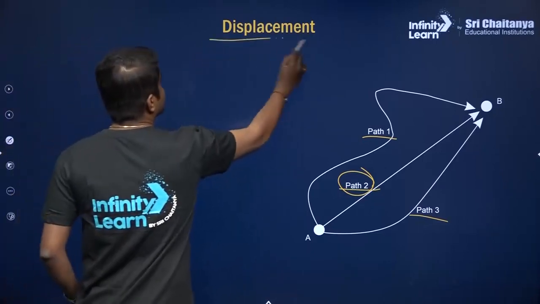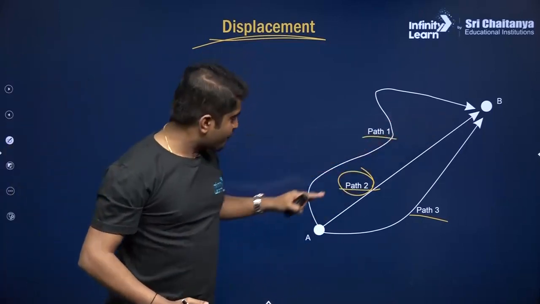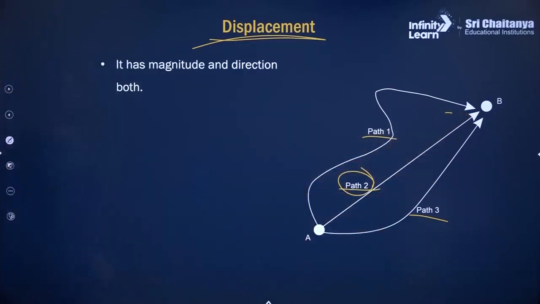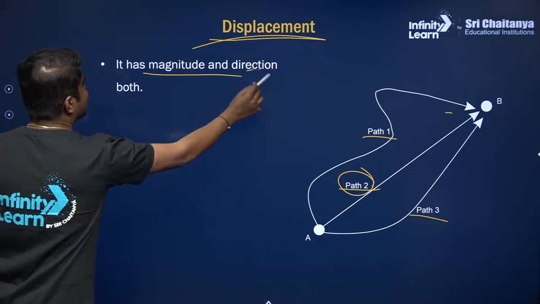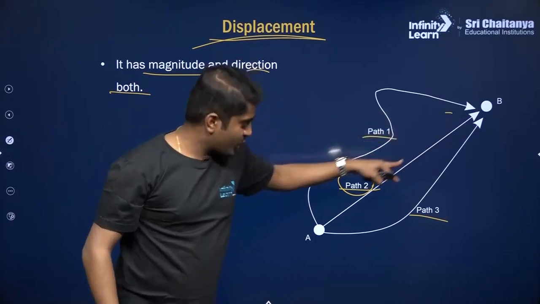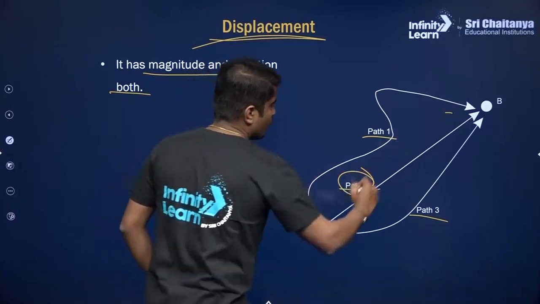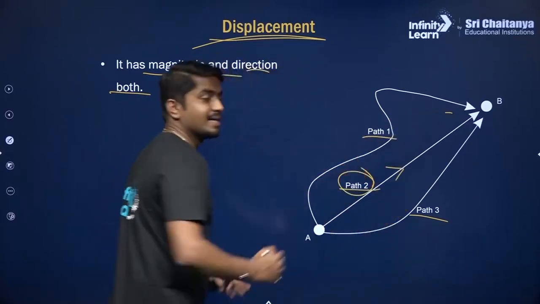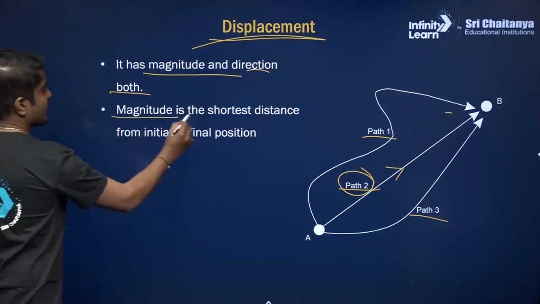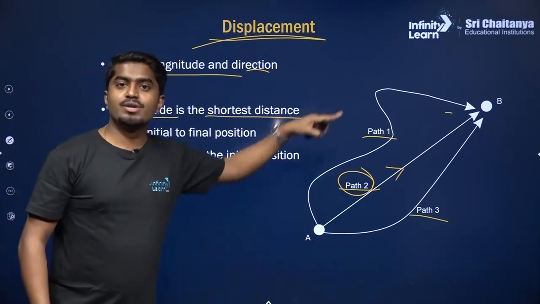This is the only possible shortest path, and it is called displacement. So what is displacement? It is the shortest path from the initial point to the final point. It has both magnitude and direction. The magnitude is the length of this shortest path, and the direction is this arrow from A to B. So magnitude is the shortest distance and direction is from the initial point to the final point.